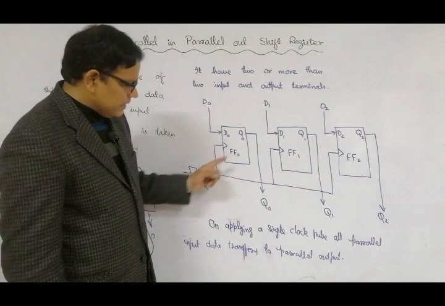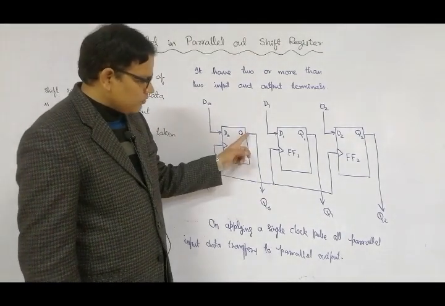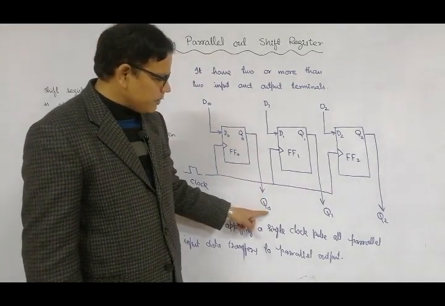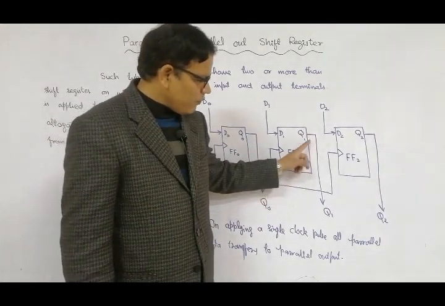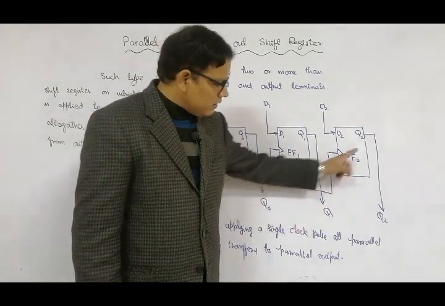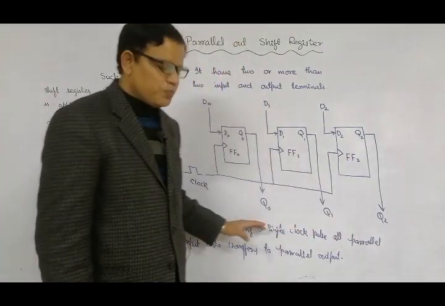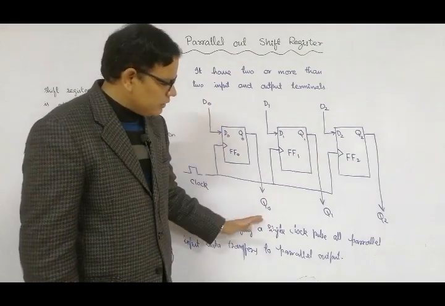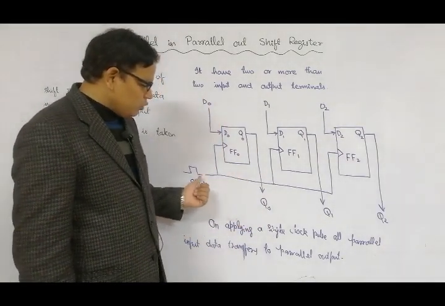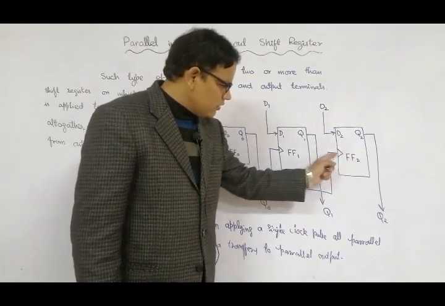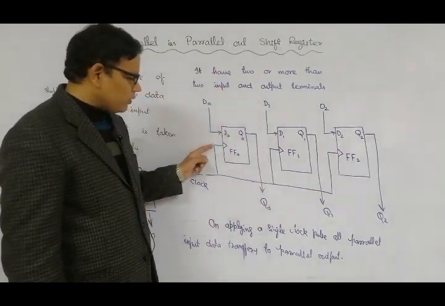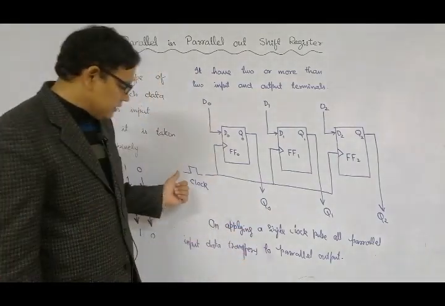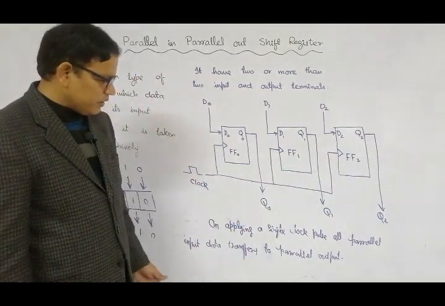Secondly, I take the output parallelly. Similarly, the output Q0 of the first flip-flop is taken out parallelly, then Q1, and then Q2. These three outputs are taken parallelly, same as the input: parallel in, parallel out. But they are operating through a single clock pulse. The same clock pulse is applied to flip-flops one, two, and three all together. The clock pulse symbol is shown up here.